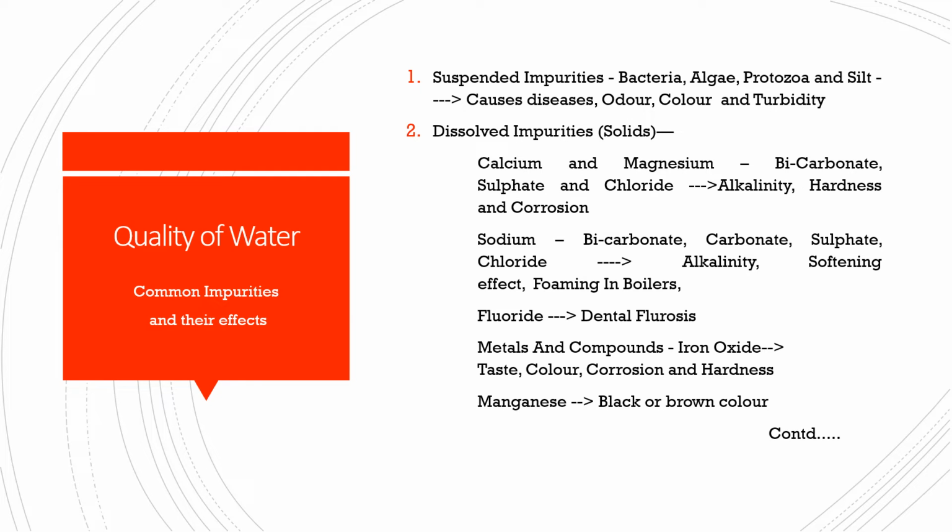Another main impurity is dissolved impurities or dissolved solids. Dissolved solids consist mainly of calcium and magnesium bicarbonate, sulfate, and chlorides. Calcium and magnesium chloride and sulfate will give hardness and corrosion and also alkalinity. Sodium bicarbonate, sodium carbonate, sodium sulfate, and sodium chloride are other impurities. Sodium chloride will mainly give a bad taste. You cannot drink it. Sodium bicarbonate, sodium carbonate, sodium sulfate, and sodium chloride in water will give alkalinity, softening effect, and foaming in boilers.